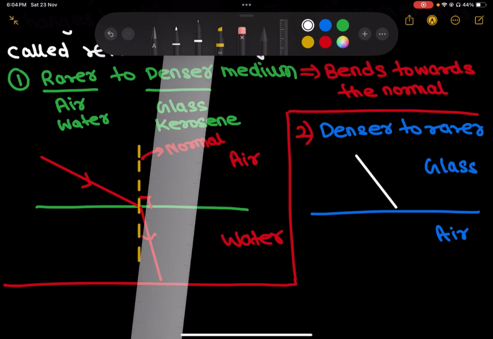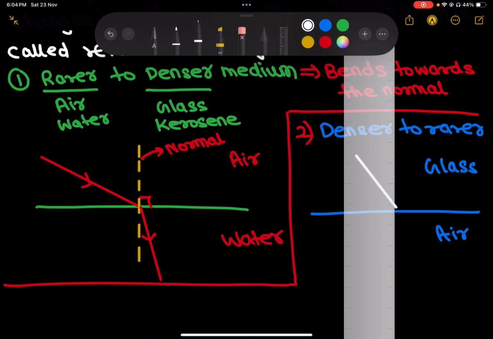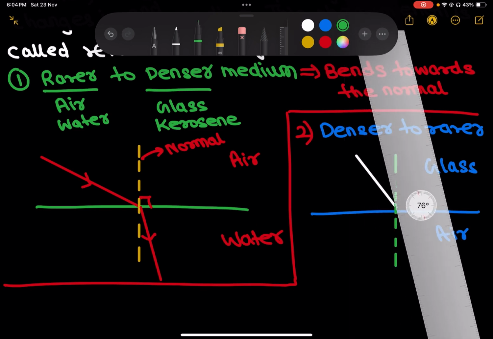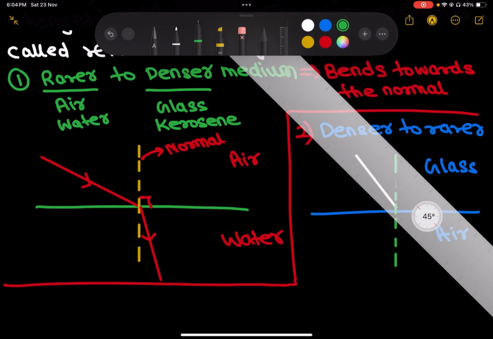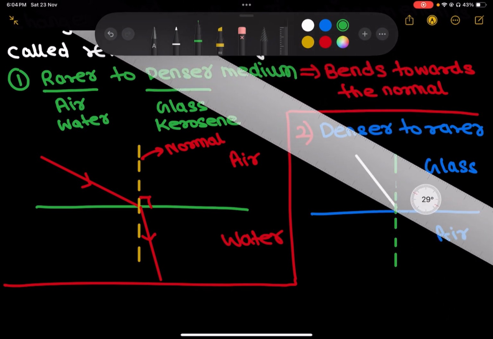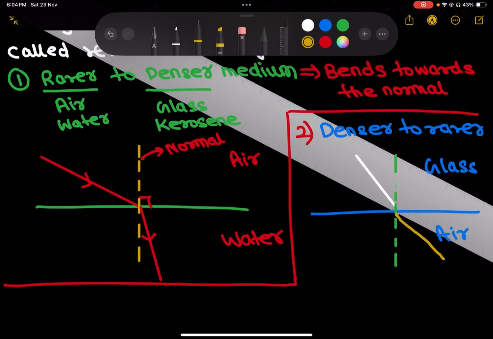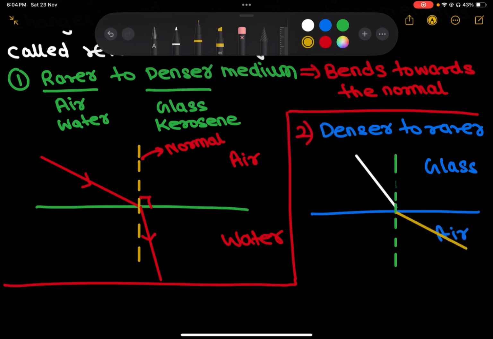Okay? We draw a normal at the point of intersection. Okay? And we bend the light ray away from the normal. Okay, so this is how it works. So basically that means in denser to rarer, the light ray bends away from the normal.